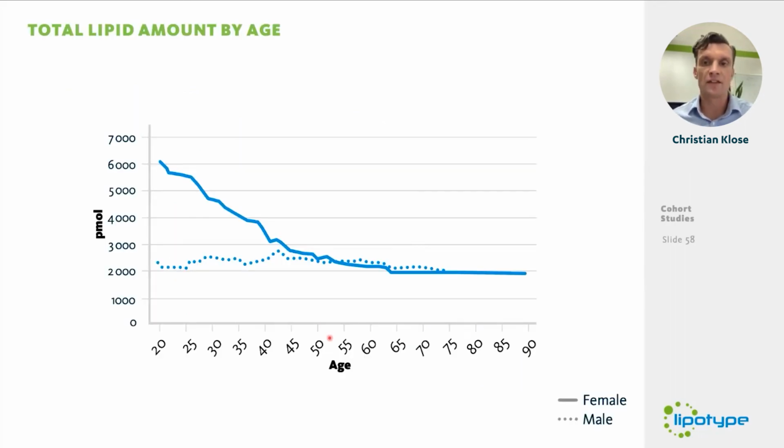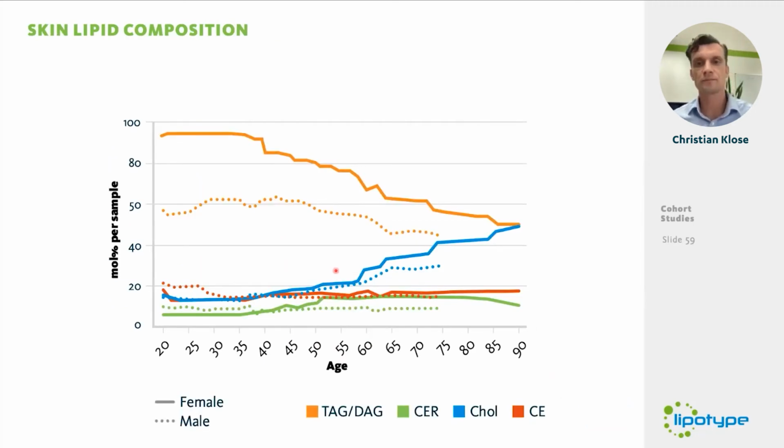And among many other things, we found that the lipid content of the skin is changing with age in females. So this is total lipid content plotted against age. And you can see here, the solid line, a drop in lipid content for females with age, while for males, this value remains rather constant at a lower level. But we don't only see a change in overall lipid content, but we also see compositional changes. And again, especially in females.